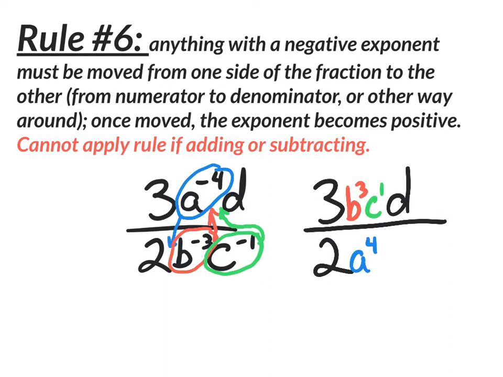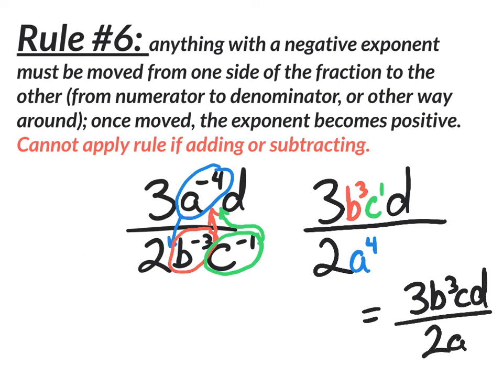So there's my actual final answer. Let me do it all in the same color so it doesn't look weird. 3b to the third cd over 2a to the fourth. And that's a lot of moving, right? You're moving a lot of things. There were 3 items that had negative exponents. Only those 3 items moved. Everything else stayed exactly where they were. And of course, you want to make the variables be in alphabetical order if you have multiple variables like this.